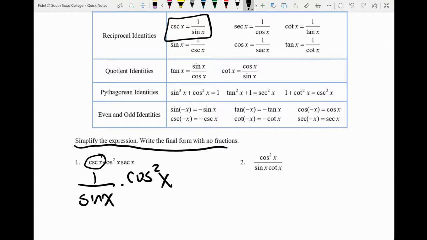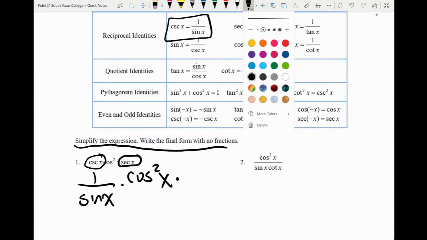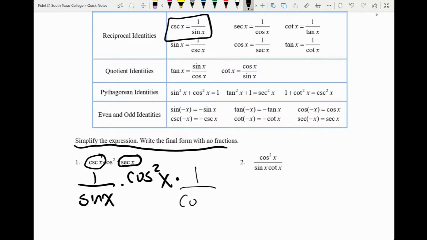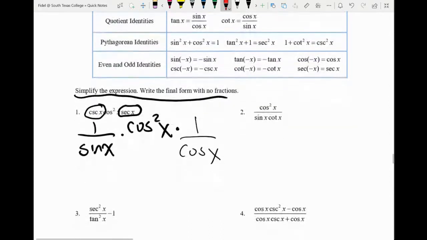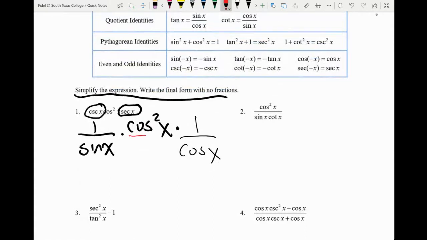So I'll leave my cosecant squared x alone times, what's another way for me to write secant of x? 1 over cosine, right? Okay, so guys, hold on, we're going to go slow here. So think about it this way. I'm going to think of this here as being over 1, okay? So cosine squared x means how many cosines do we have? We got 2 of them, right? That's why it's cosine squared. So won't this cosine of x cancel with one of those, okay?